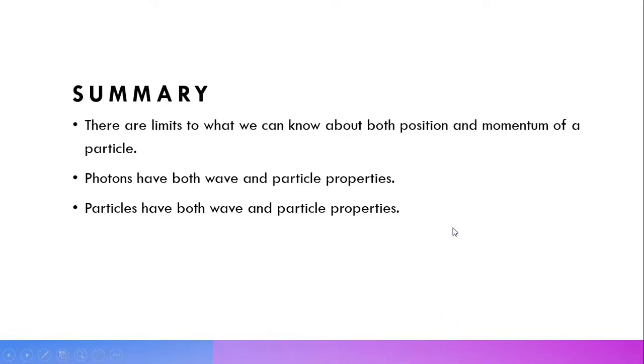So in summary, there are limits to what we can know about both the position and momentum of a particle as well as a wave. And that's due to the fact that there are both wave and particle natures in everything. Photons have both wave and particle properties, and particles also have both wave and particle properties.